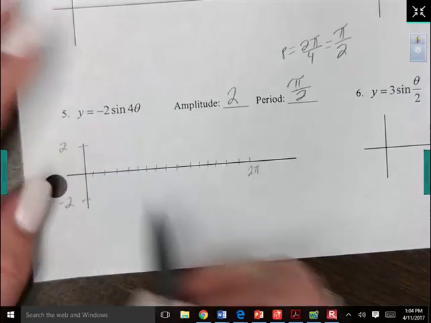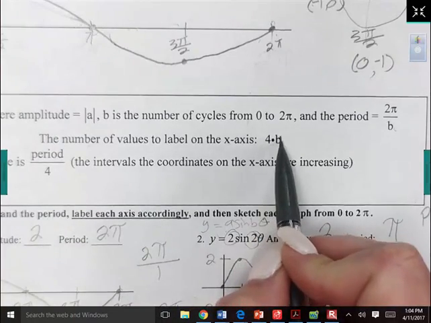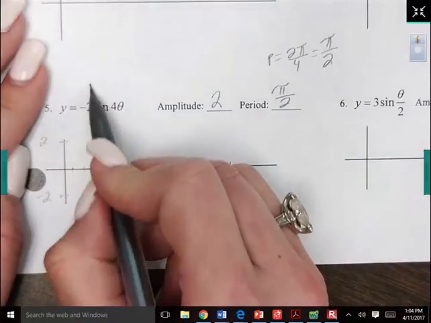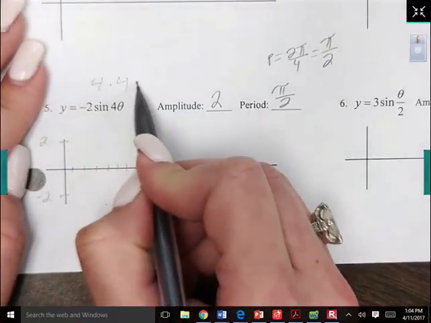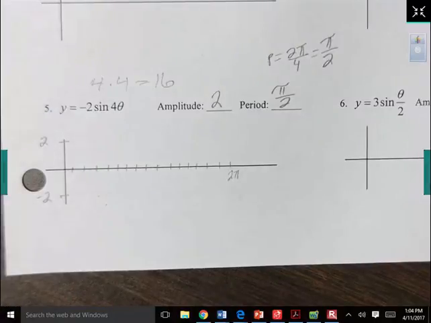At 16, because we know that we're breaking these up into, remember up here, the number of values to label on the x-axis is equal to 4 times b. So we go back down here, and b is 4. So 4 times 4 is 16. Okay. Do you see now? Yeah. Are you sure? Yeah, I just need to get all this stuff. No, you're fine. Of course, we're just on the third example. It's okay. And what we're doing tomorrow, we're graphing cosine, but it's almost exactly the same as sine. There's just a few little differences, but it's pretty much tomorrow we're doing the same thing, so don't panic, okay?